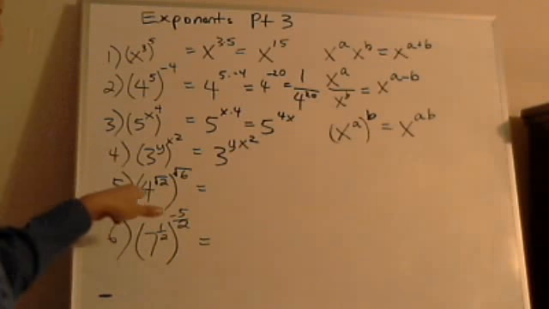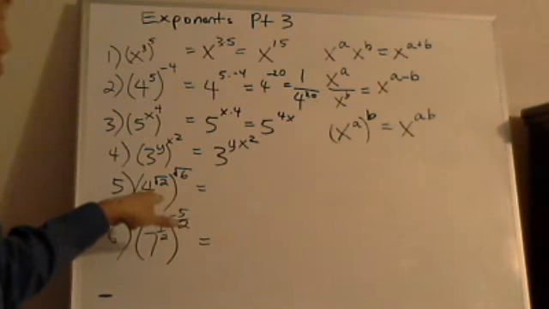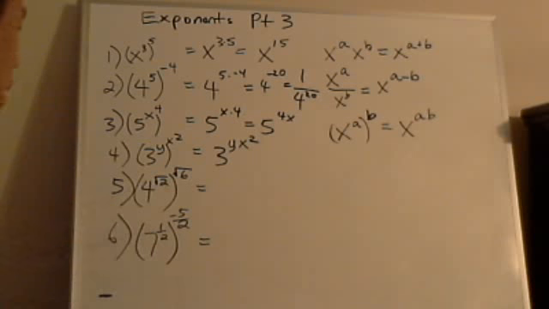So number 5, you get 4 to the root 2 power to the root 6 power. So what do you do there?